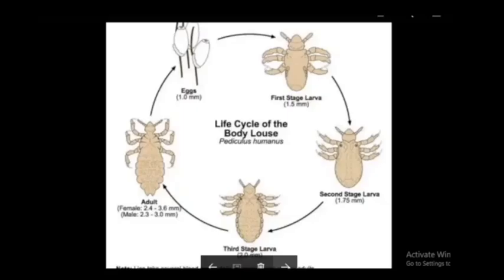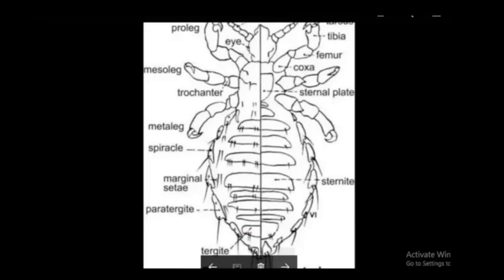So this is how the life cycle of the body louse is. You can see it from the egg to the larval stage and then to the adult stage. So that is how it looks. If you are told to label, for example, this is how it looks. You have to draw and label. This is how the louse looks. You can see it.